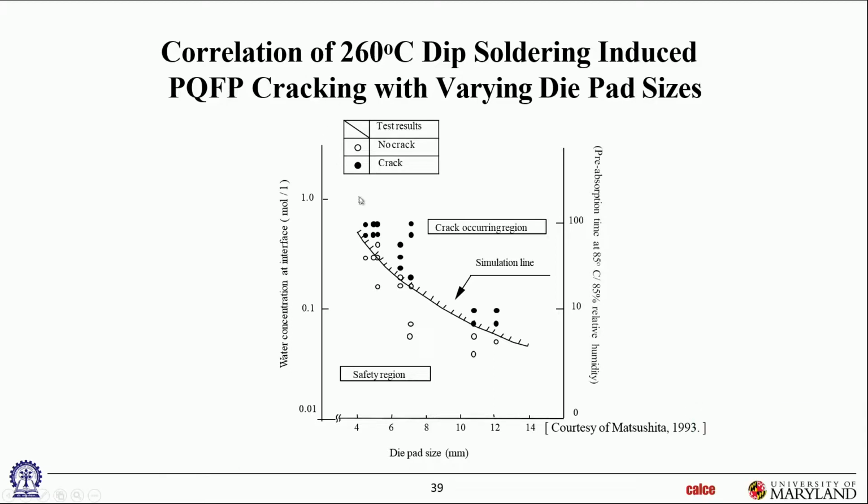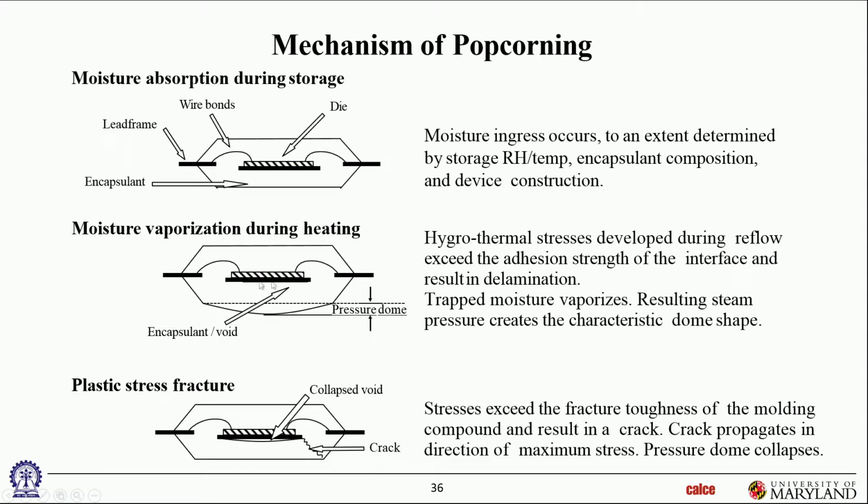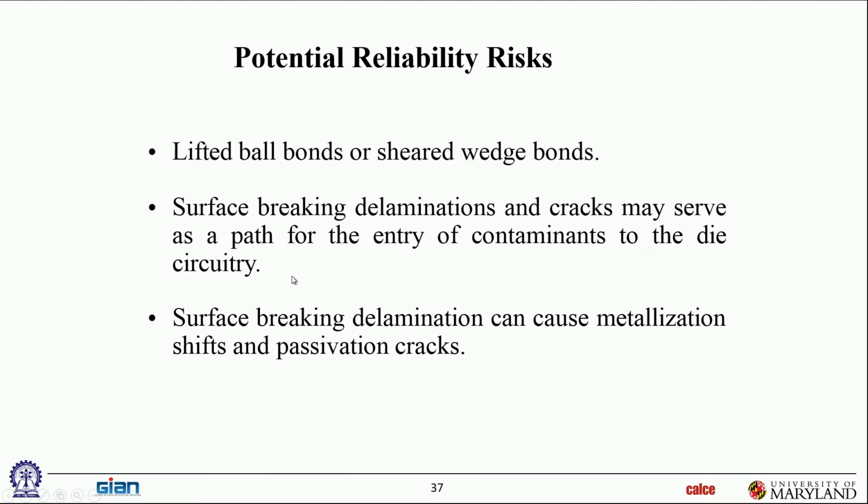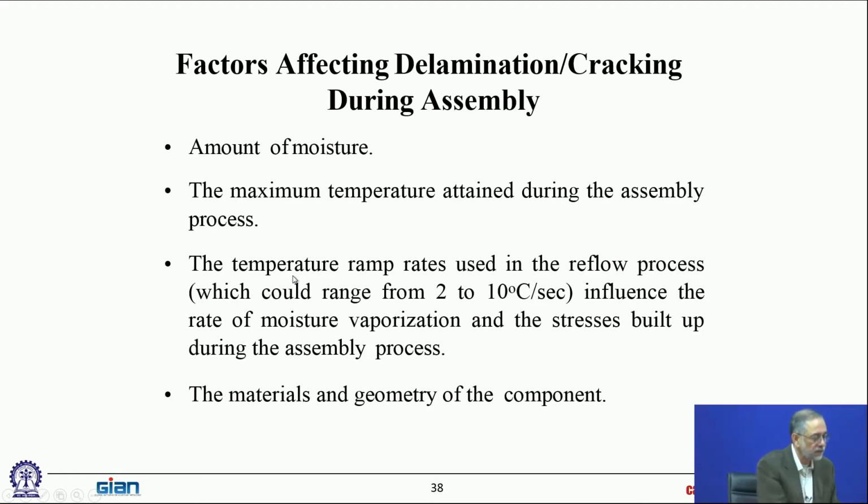This is some empirical studies of popcorning. Go back and think about it: depending on the die pad size, that controls how much moisture collects. A tiny die pad, you won't get too much moisture. A big die pad means a lot of moisture, so you have to bake it out that much longer to get rid of the moisture before you reflow. That's basically what that graph is conveying.